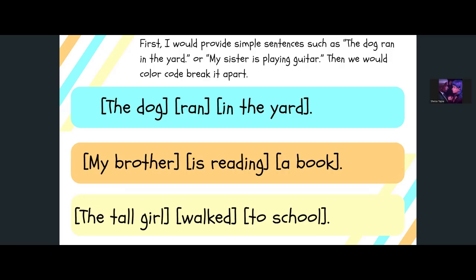So these are just examples of what I would show, or similar sentences that I would use, in that same format. It is bracketed, but usually I would bracket it and then I would have a color. So for example, for the noun, it would be a specific color. For the verb, it will be a different color. And then for the preposition and the rest of the sentence, it will be another color. And these same colors will be the ones that we use throughout the lesson. So for example, the dog ran in the yard. My brother is reading a book. The tall girl walked to school.